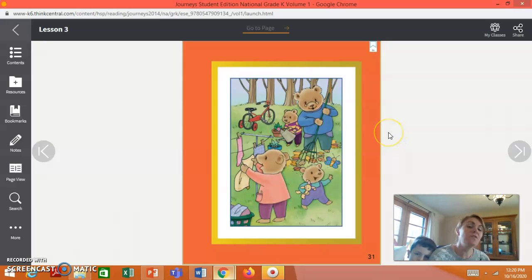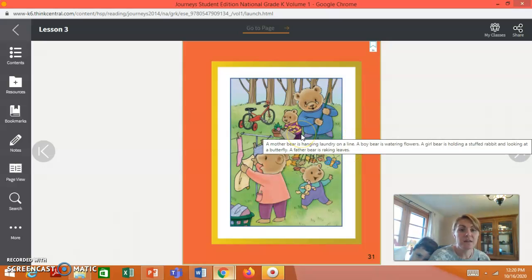Today is a beautiful fall day. Mama Bear is folding and hanging the laundry, and it will be very fresh and clean. Baby Bear is holding his bunny and chasing a butterfly. Papa Bear, or Daddy Bear, is out busy raking all the leaves. And Sister Bear is watering the flowers. They may go on a bike ride later.